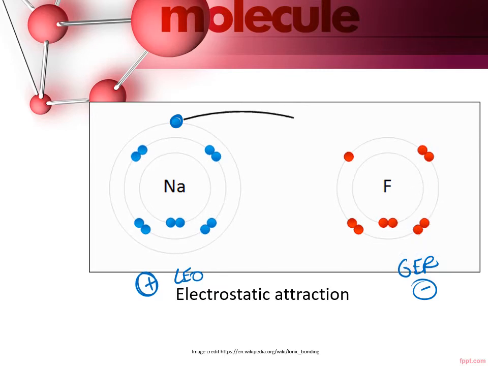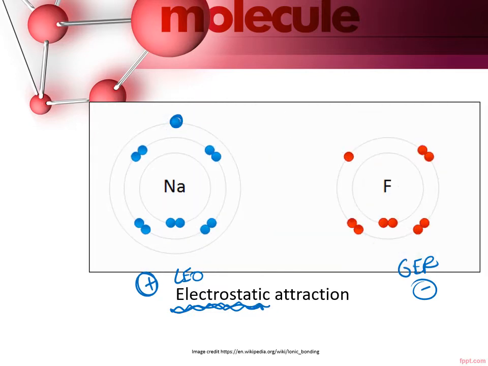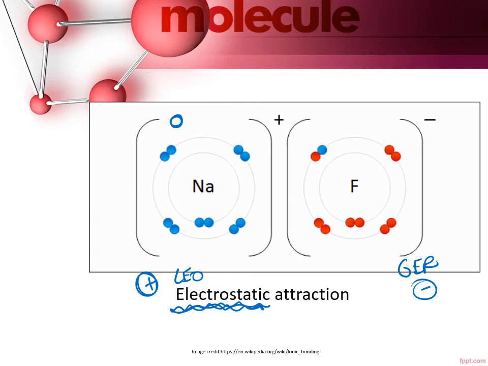Sometimes I say it's kind of like a magnet. Oppositely charged particles are attracted like magnets, but this vocab, electrostatic, is much, much better. So we can talk about the electrostatic attraction between the oppositely charged ions. That is an ionic bond. This is sodium fluoride.